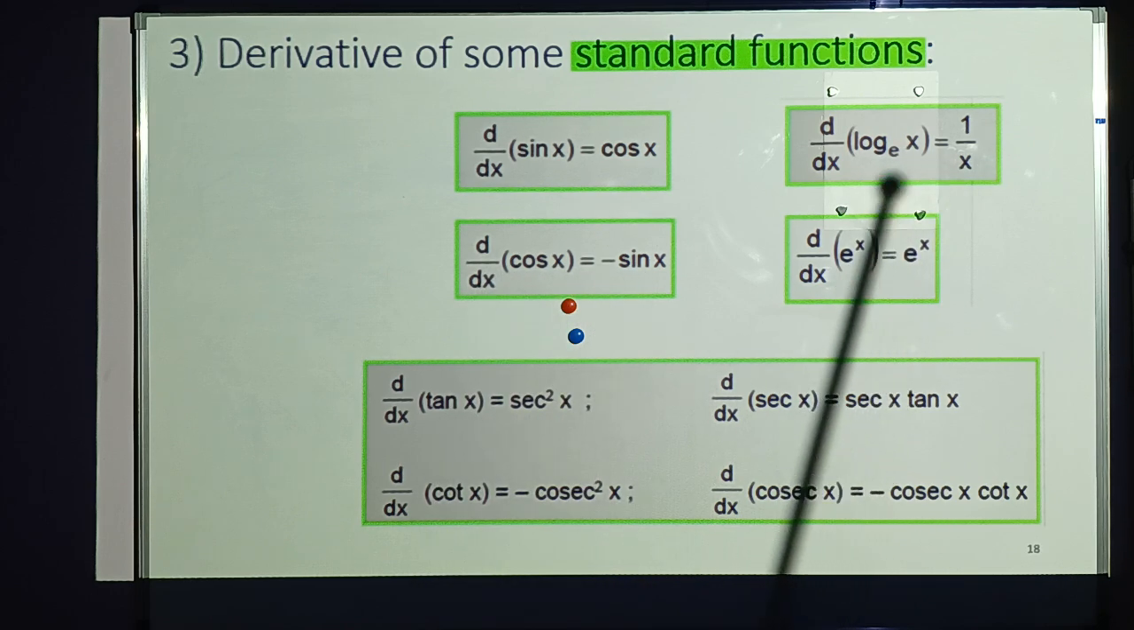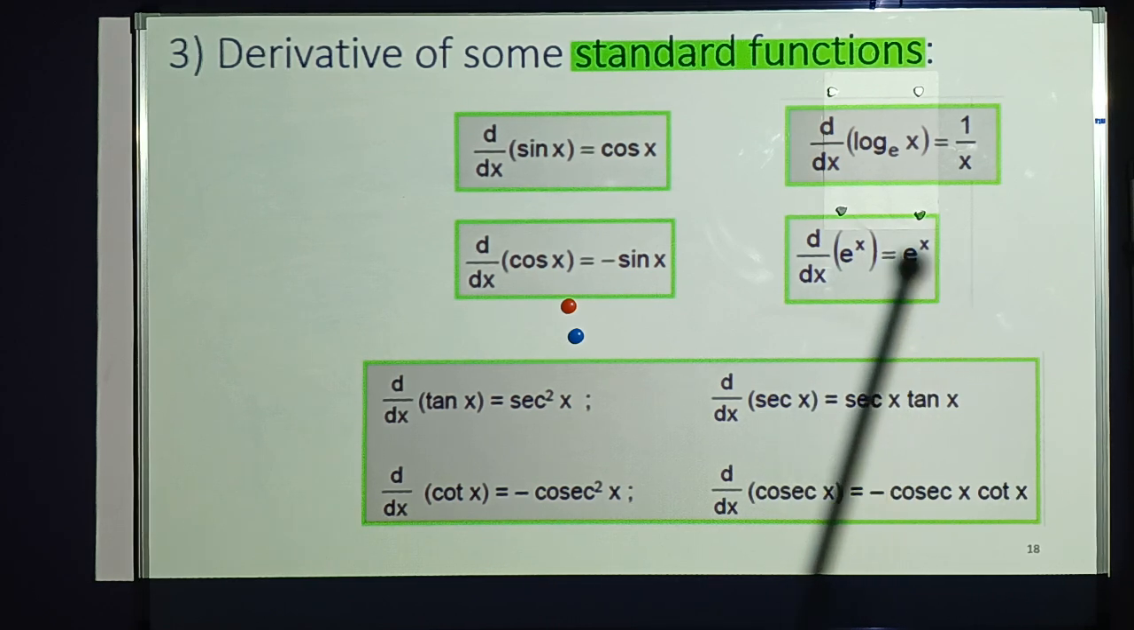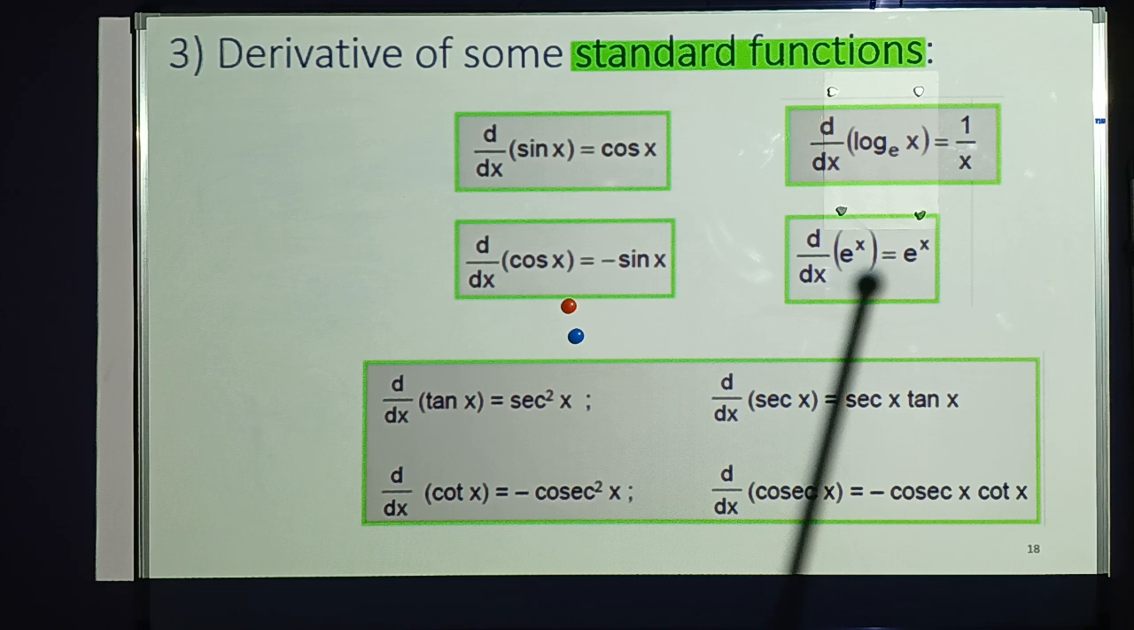Derivative of log is 1 by x with natural logarithm base e. And then the derivative of e raised to power x is e raised to power x. The function whose derivative is the same as the function is this unique function, the exponential function. Derivative of tan is secant square. Derivative of cot is minus cosecant square. Derivative of secant x is secant x tan x. And derivative of cosecant is minus cosecant x cot x.